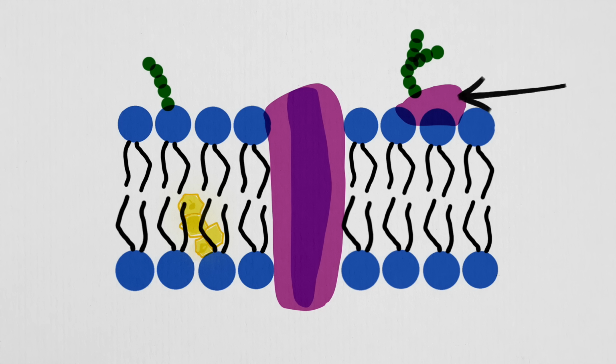These channels may be gated and allow specific ions or small molecules to cross the membrane through facilitated diffusion or active transport. Peripheral proteins like hormones and antigens are more loosely attached to the membrane and are involved in cell recognition and communication. Membrane proteins can also provide anchorage for the cytoskeleton, aiding in structural support and cellular movement.